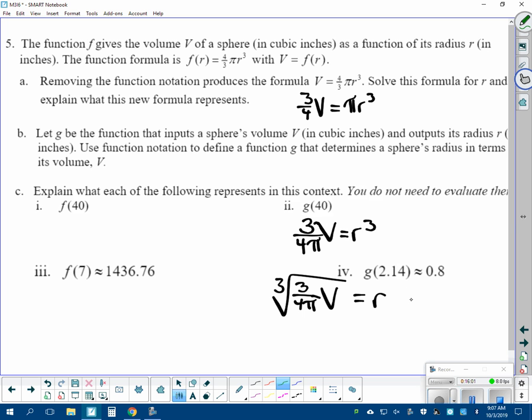Wait a minute. Didn't we just solve for that? Okay, so we can let G of V equal the cube root of 3 over 4 pi times V. Use function notation to define it. There we go. We've got it.